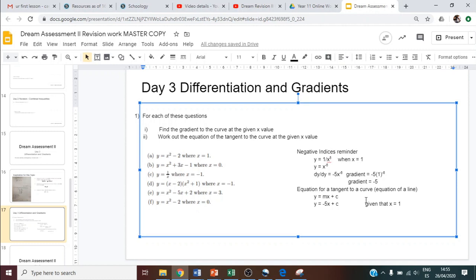Y would be equal to, from the original equation up here, 1 over x to the power of 5. I'm going to copy that and put that down here, where x is 1. Because we're saying when x is equal to 1, what's the y value? So that means that y is going to be equal to 1 divided by 1 to the power of 5. That's 1. Y equals 1.